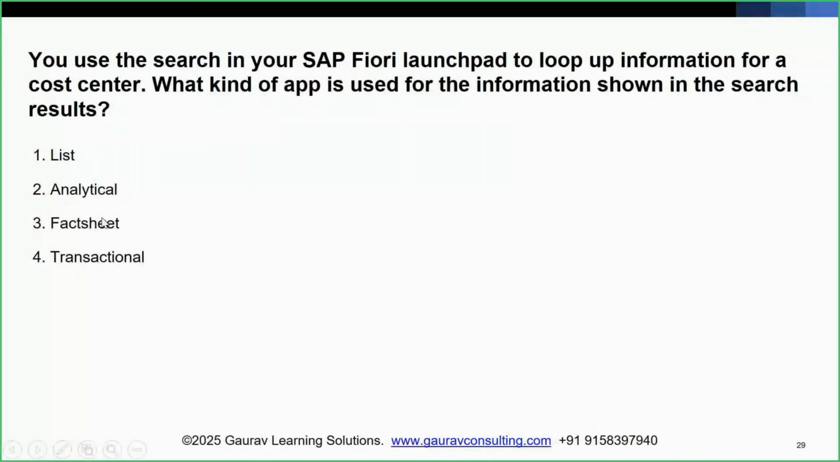There can be another question in the certification exam. Which of the below are the different types of Fiori apps? The answer is transactional app, analytical app, and fact sheets. Fact sheet is going to provide you the information of a particular object. In this example, it is cost center. So the answer is 3.